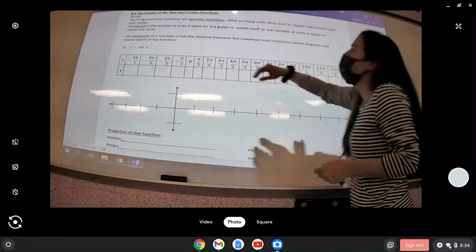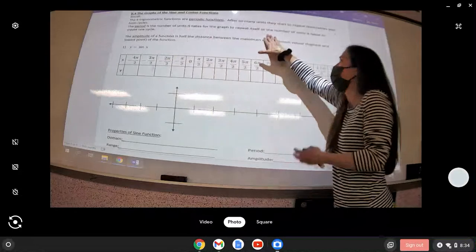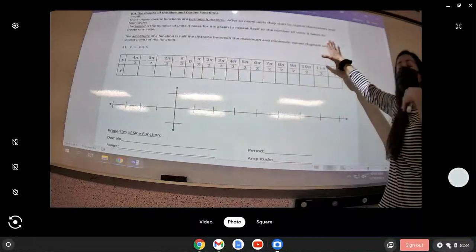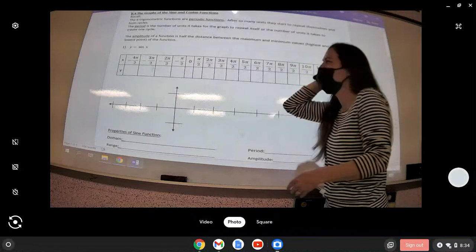All right? The period is the number of units it takes for the graph to repeat itself, or the number of units it takes to create one cycle. One cycle is one period, okay?